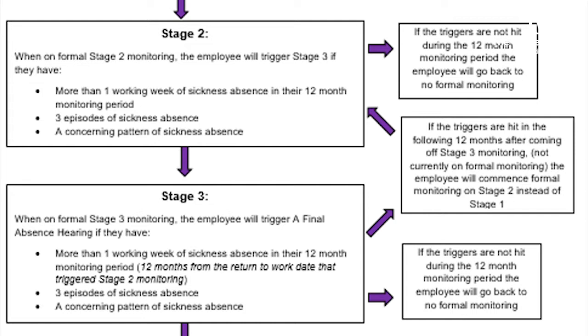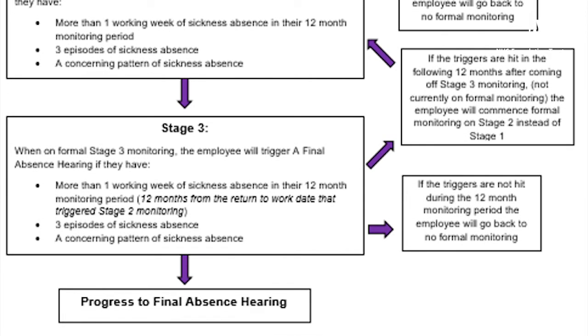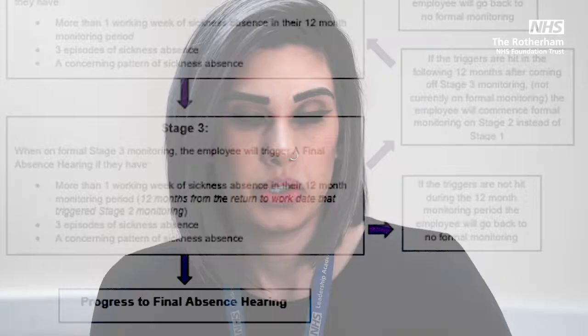So when an employee reports as sick, managers should see if they've hit a trigger. If they are not on a formal stage, look back 12 months from when that sickness started. If they are on a stage, you need to look at the sickness that occurred during the monitoring period. For example, someone triggered stage 1, the monitoring period started on the 15th of June 2020 and it ends on the 14th of June 2021. Let's say they went off sick on the 25th of January 2021.